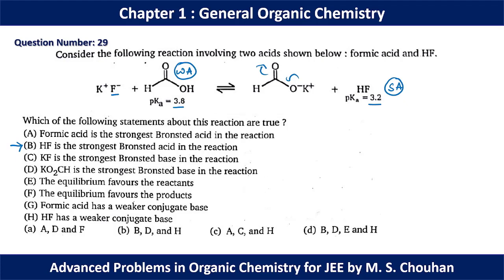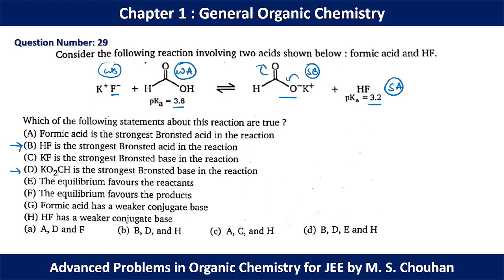It is correct because the pKa value is directly given in the question. Then we can go for option D. The KO2CH is the strongest base because a strong acid will react with a strong base only to form a weak acid and a weak base. So here this is a stronger base.